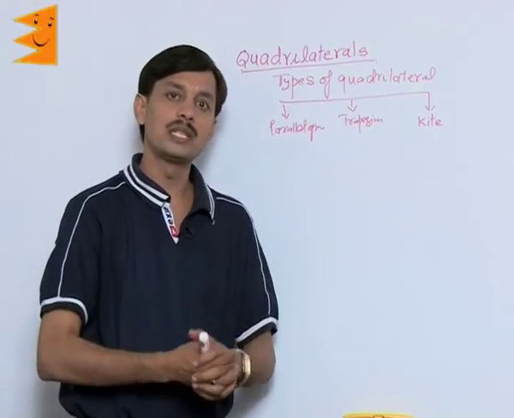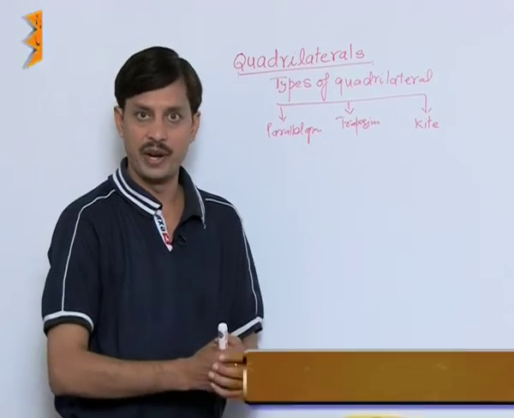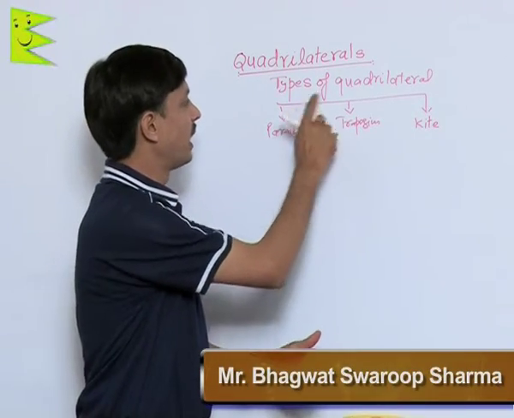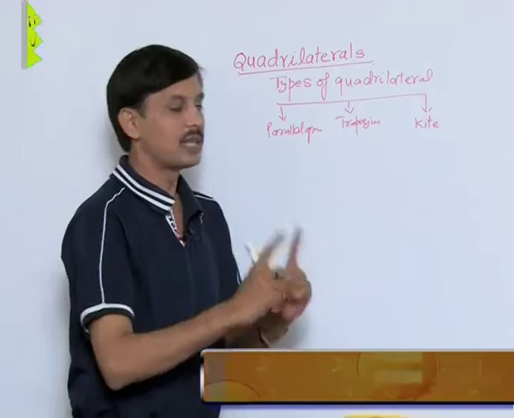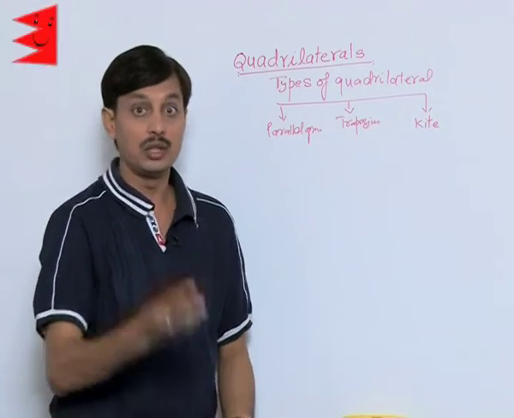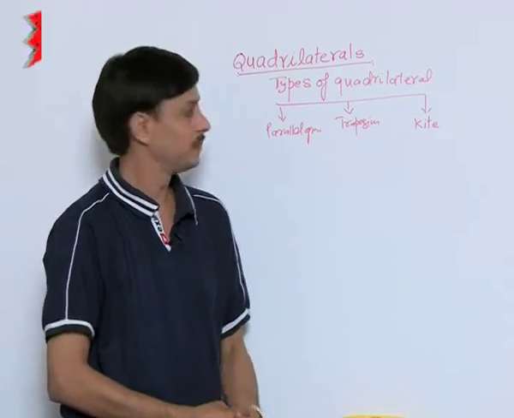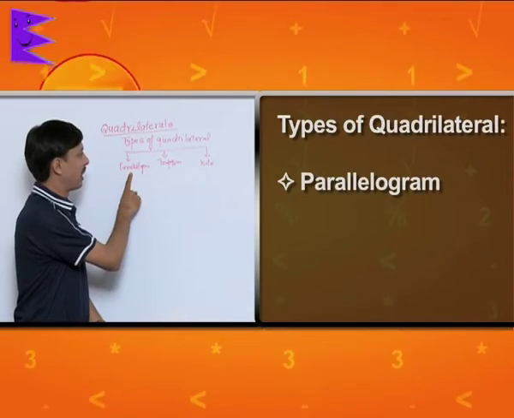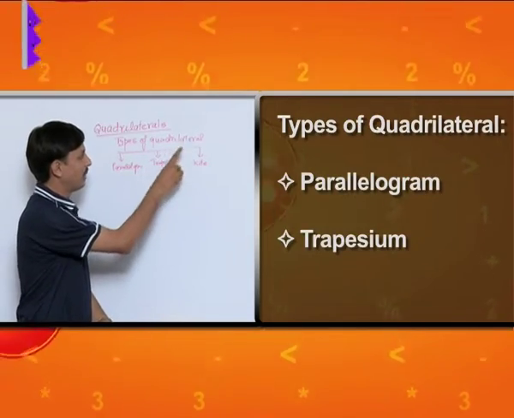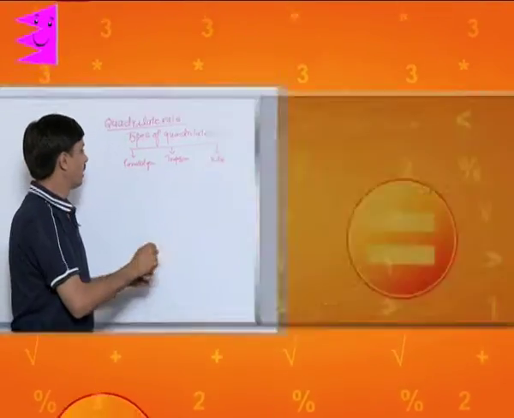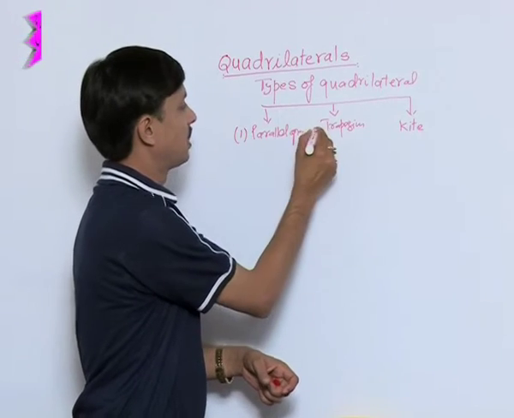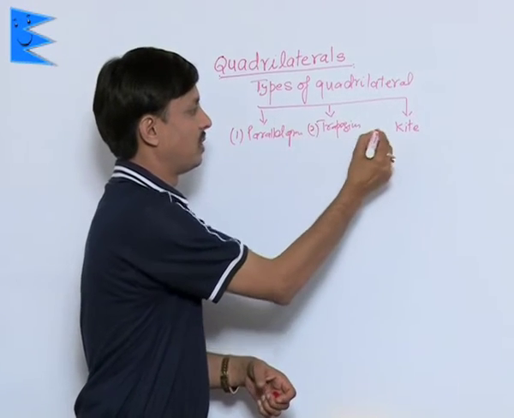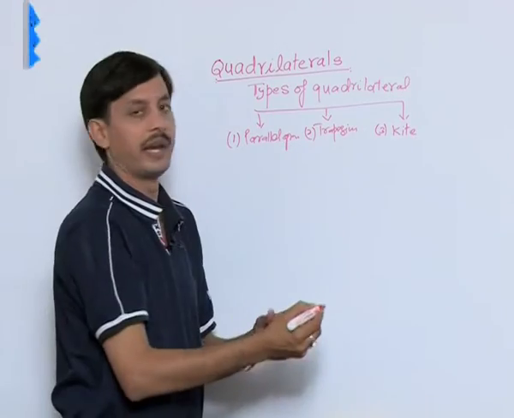Now I want to discuss the types of quadrilateral. Broadly, I can say quadrilaterals are classified in three major categories. The first is parallelogram, trapezium and kite. One is the parallelogram, second is trapezium and third one is kite.